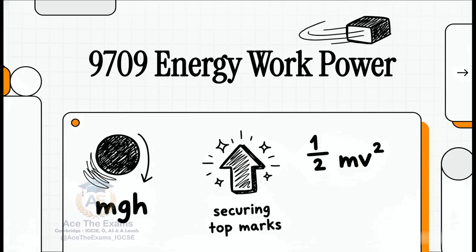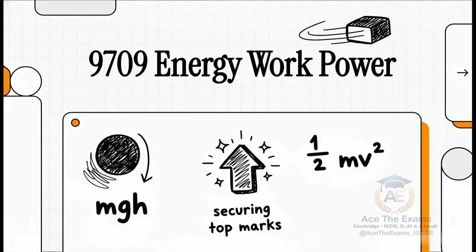First, gravitational potential energy, that's dependent on mass, gravity, and height, or MGH. And second, kinetic energy, driven by mass and velocity, half mv squared. Look, we aren't just going to memorize these formulas like rote data. We're going to learn how to deploy them logically, line by line, to secure those top A-star marks.